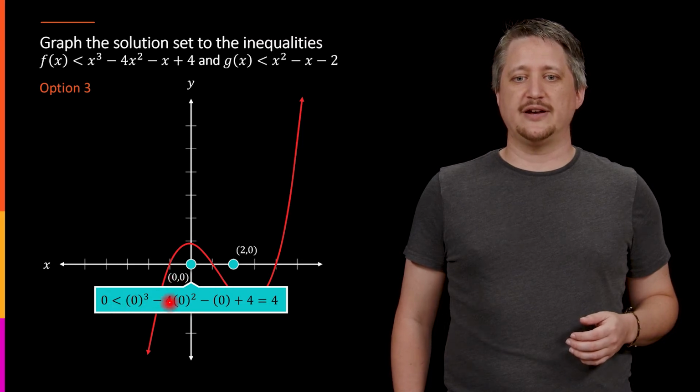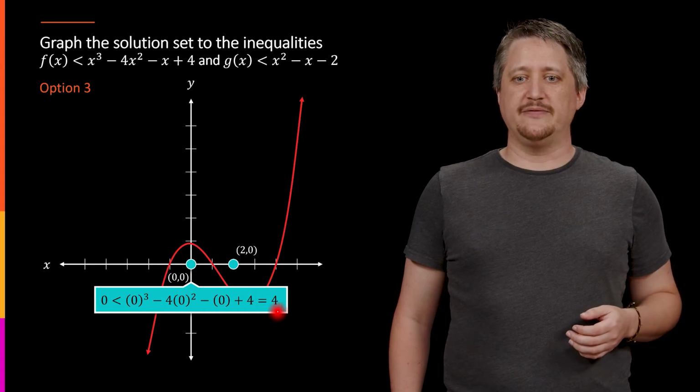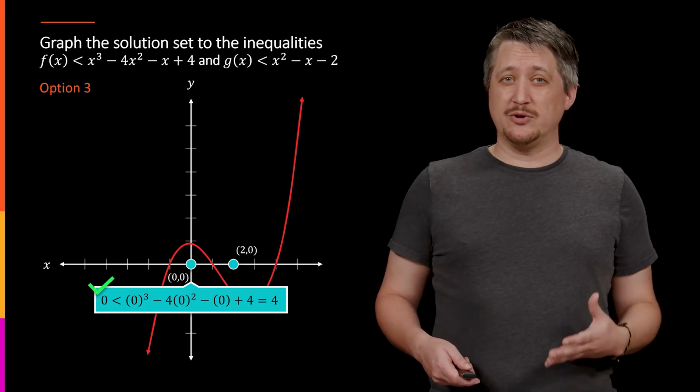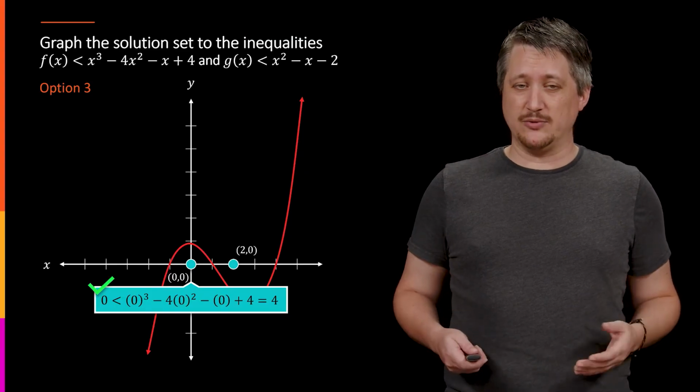I plug in 0 for x, and I calculate it through, and I get 4. So this gives me an inequality that 4 is greater than 0. That's good, right? That works. Again, we don't want to fall into the trap of just assuming that means that the other one doesn't. We do want to check the other one.